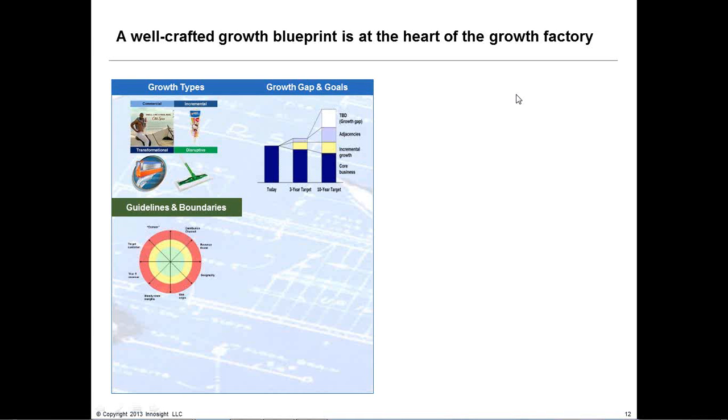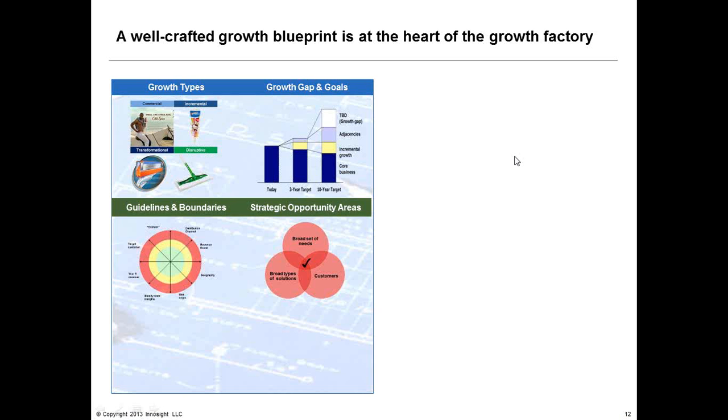And getting clarity around that is a way to really focus your innovation efforts and to prevent a lot of churn and wasted time amongst the teams that are pursuing more transformational types of growth initiatives. And we'll talk a little bit more about that shortly. Then once you've created that kind of foundation, the next element of the blueprint is what we call strategic opportunity areas.